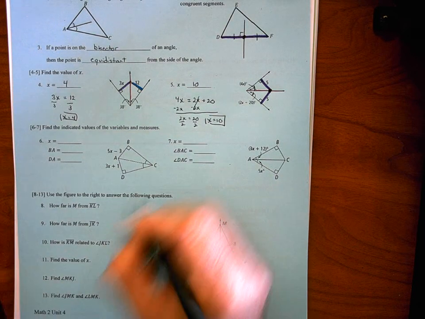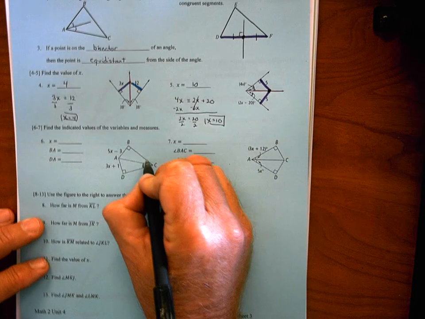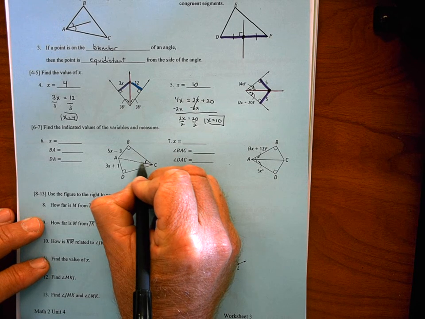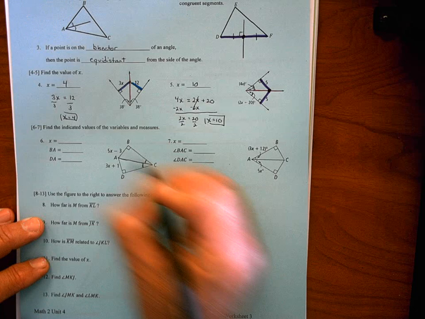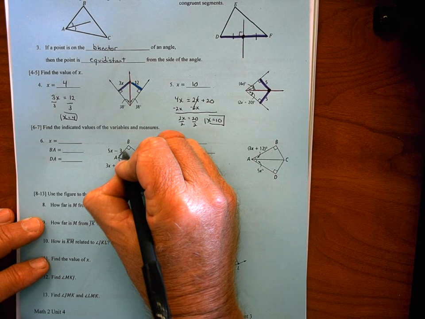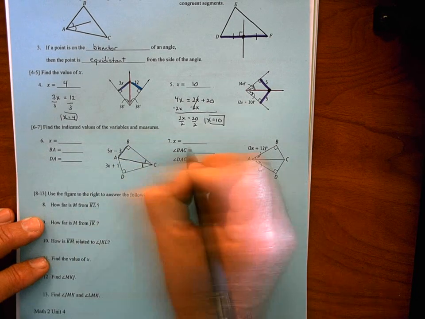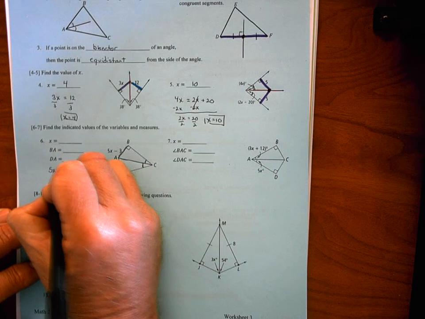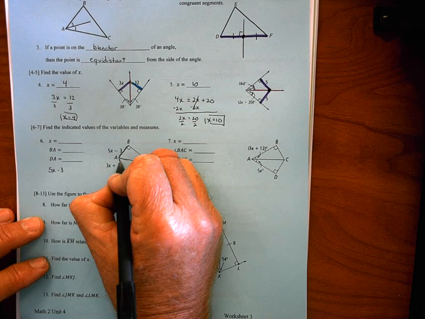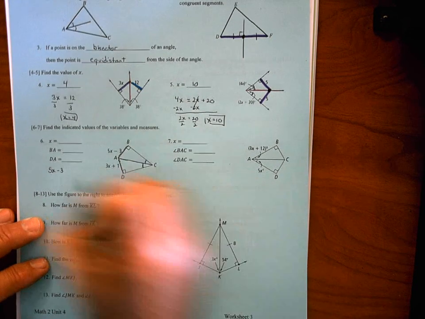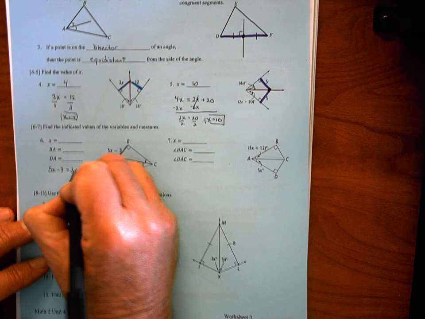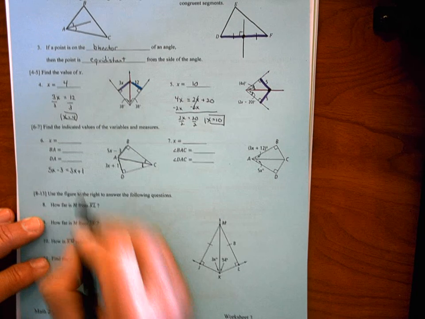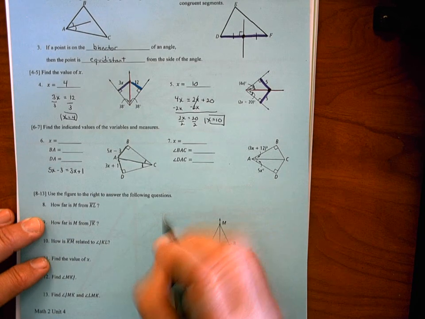Okay, and what we're going to do is we're going to notice that we have two equal angles. So that means that line segment right there is an angle bisector. So that means A to B, which is 5x minus 3, is going to be the same distance or equal to A to C, which is 3x plus 1. So to solve for x, I use the equation 5x minus 3 equals 3x plus 1.